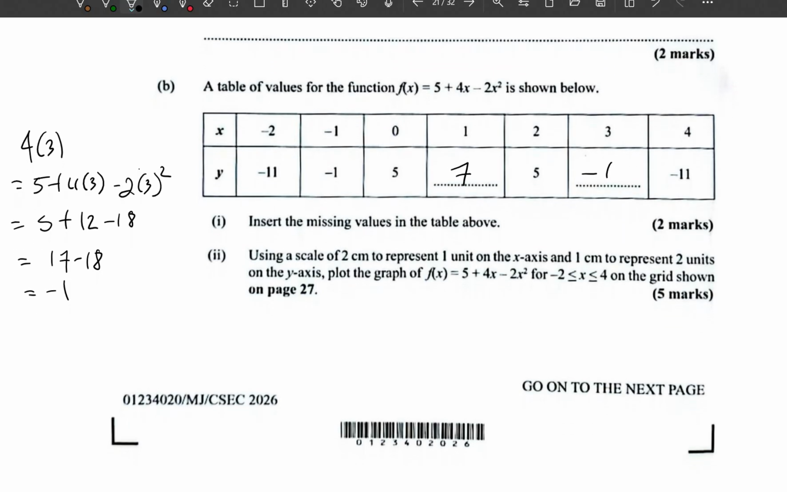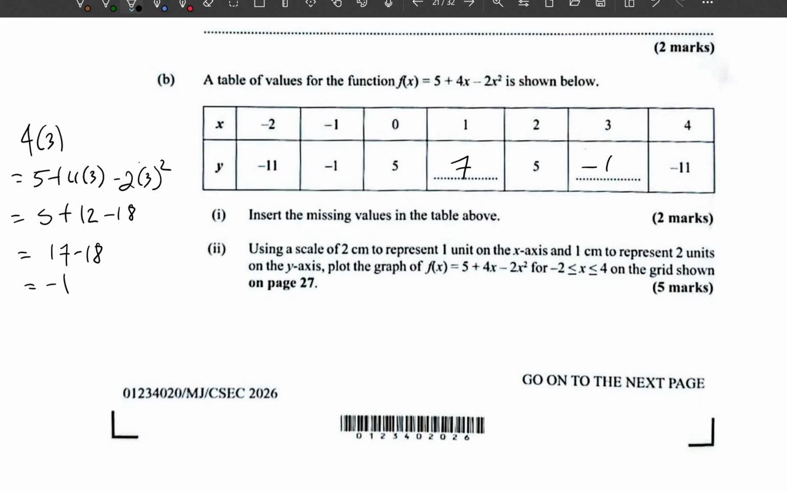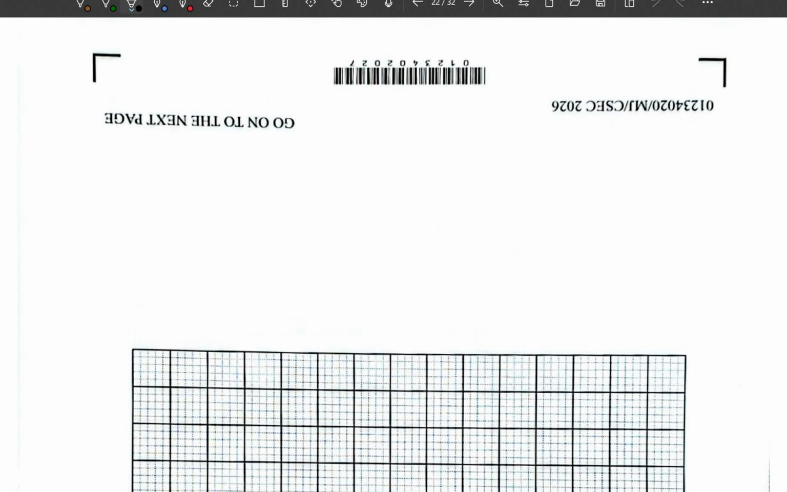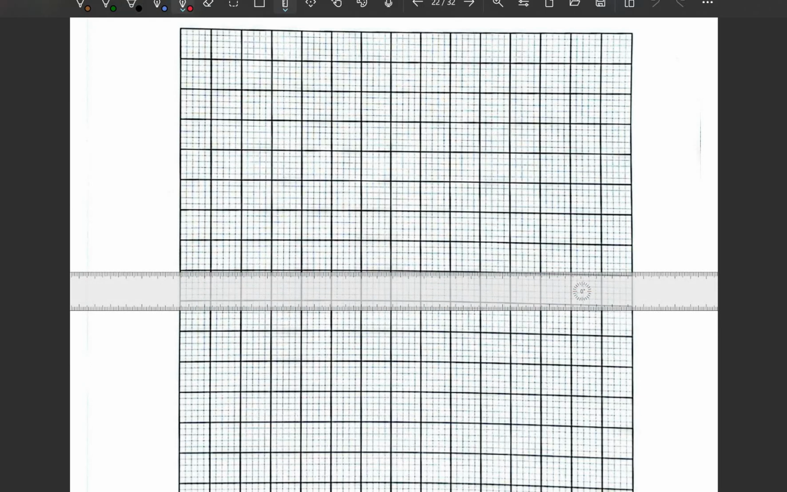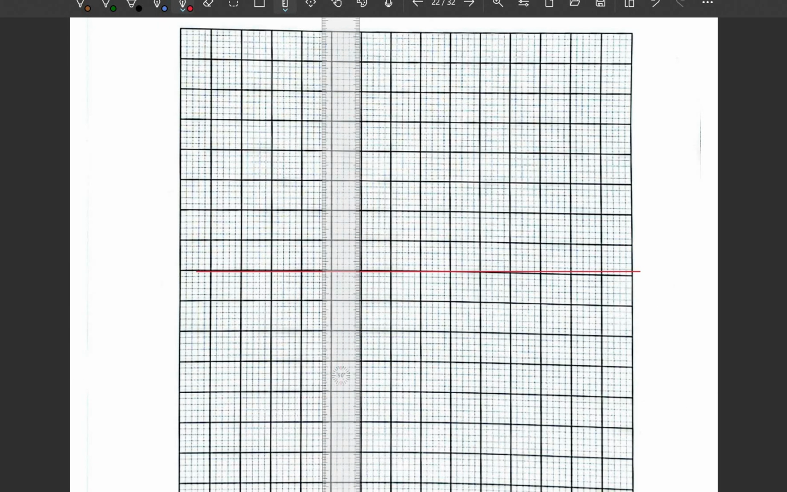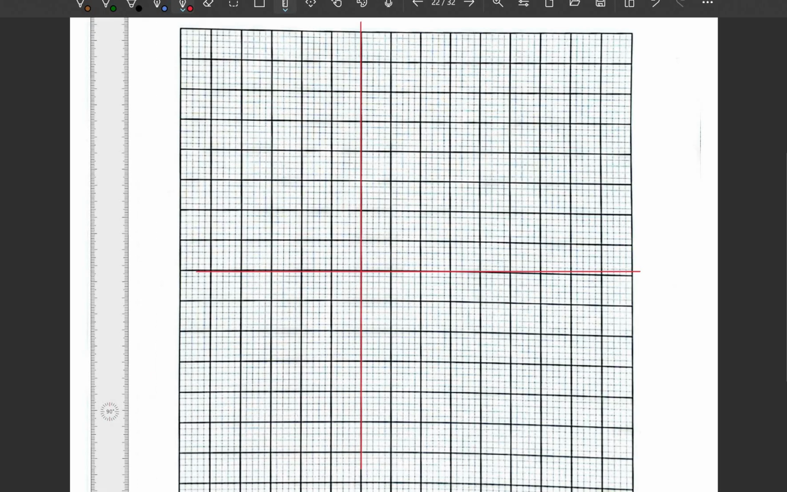Right, so now they say using a scale of 2 cm to 1 unit on the x and 1 cm to 2 units on the y, plot this graph on page 27. Okay, so this page is upside down. And that's okay, we'll work with this. Right, so let's get our ruler. I will draw this in a distinct color. Let's do right here. So this would be my x-axis. So here is my y-axis. And here will be my origin.